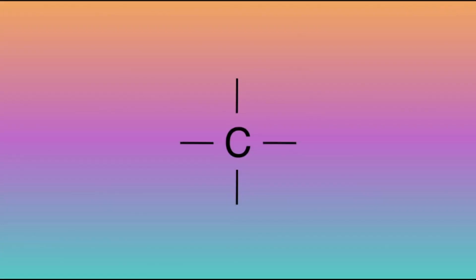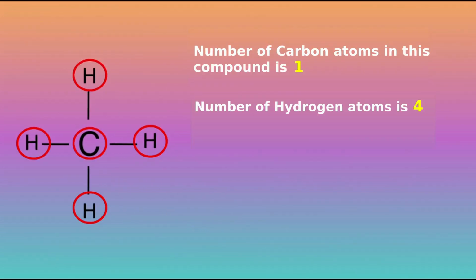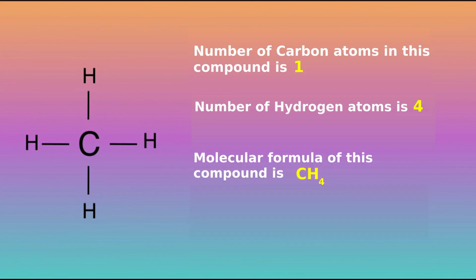Now examine the structure of the compound. The number of carbon atoms in this compound is 1 and the total number of hydrogen atoms is 4. So, the molecular formula of this compound can be represented as CH4.